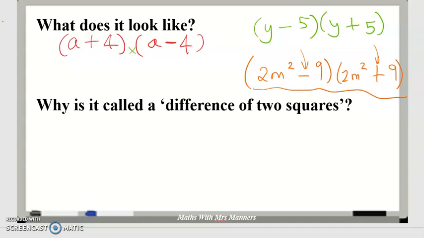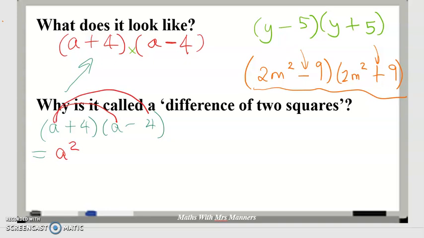So the next question is, why is it called a difference of two squares? Well, if I pick the first expression that I wrote, let's expand it using FOIL, like we learnt in the last video. I'm going to do firsts, that gives me a squared. Then outsides, that gives me minus 4a. Insides, that gives me plus 4a. And lasts, that gives me minus 16. So you can read that that's a 4.